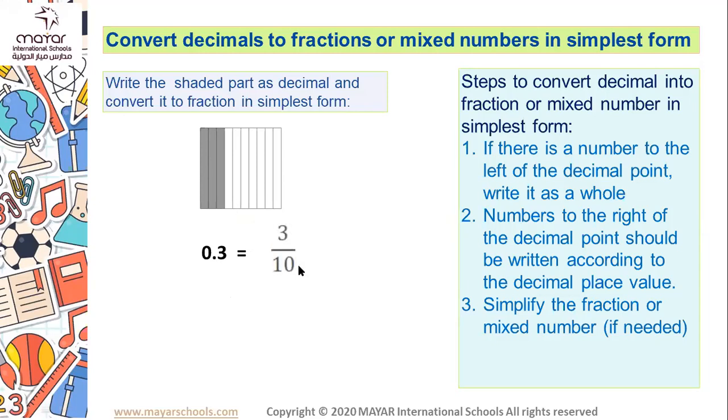Thank you. So, if you have the grid, it's easy for you to write it as a decimal and as a fraction. Just count. There is no whole number as you see. So 0 decimal point 3, which is 3 tenths. This grid is for tenths. And as a fraction, it's easy. 1, 2, 3 out of 10. Do you have any question? Yes, teacher. Yes, ask.